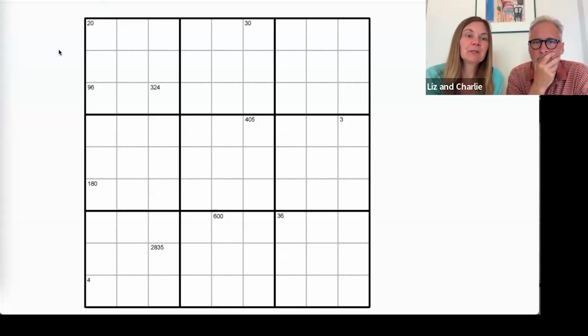For example, I hope you can see that in this top left square, it says 20. That means that the adjacent squares have a product of 20. In this case, the square to the right and the square underneath it would multiply together to make 20. Let's quickly look at another example. Here we've got 405 in the square. This time it's 4 squares that have the product of 405: the one above, the one to the right, the one below, and the one to the left.